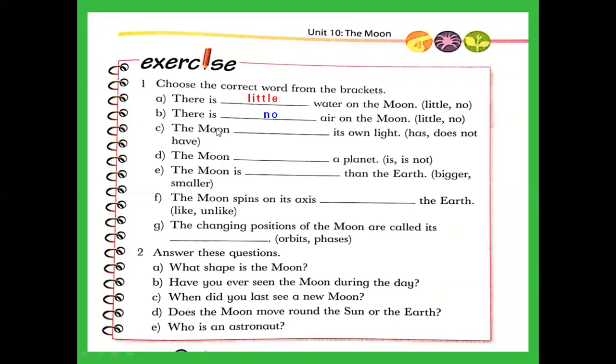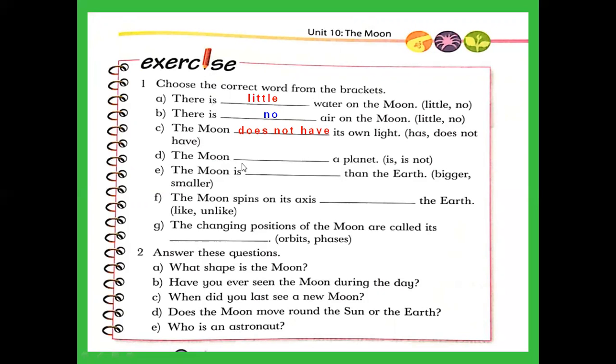C part. The moon dash its own light, has or does not have. What will come here? The moon does not have its own light. Because the moon is a non-luminous object. Only it can reflect the light of the sun.